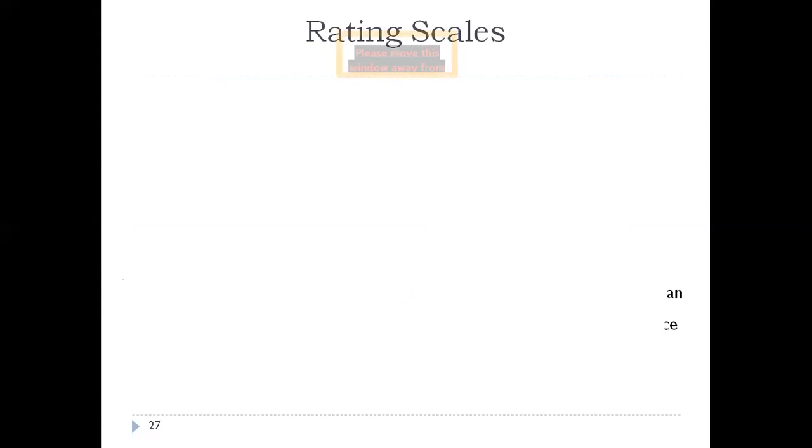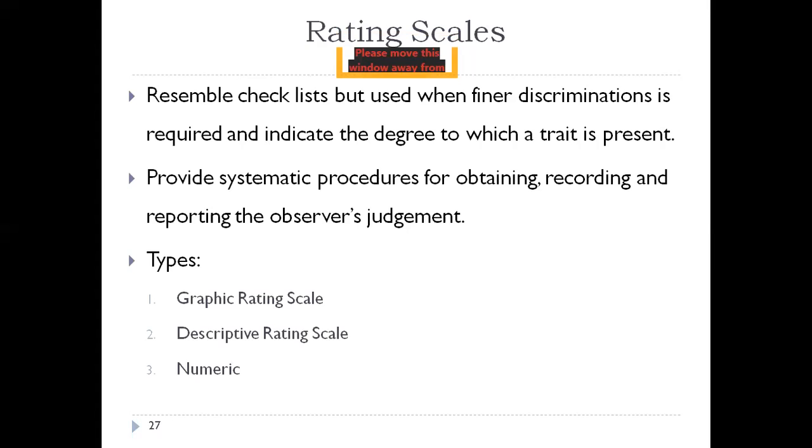Another method of observation is by using a rating scale. Now, rating scales look like checklists, but they are used when finer discrimination is required and one needs to indicate the degree to which a trait is present. They provide systematic procedures for obtaining, recording, and reporting an observer's judgment. Now, there are three types of rating scales: a graphic rating scale, descriptive rating scale, and a numeric rating scale.